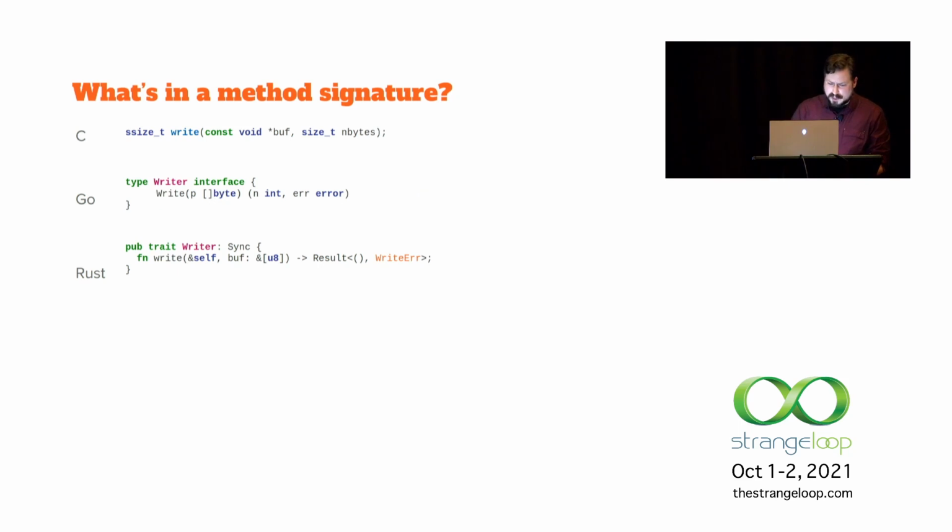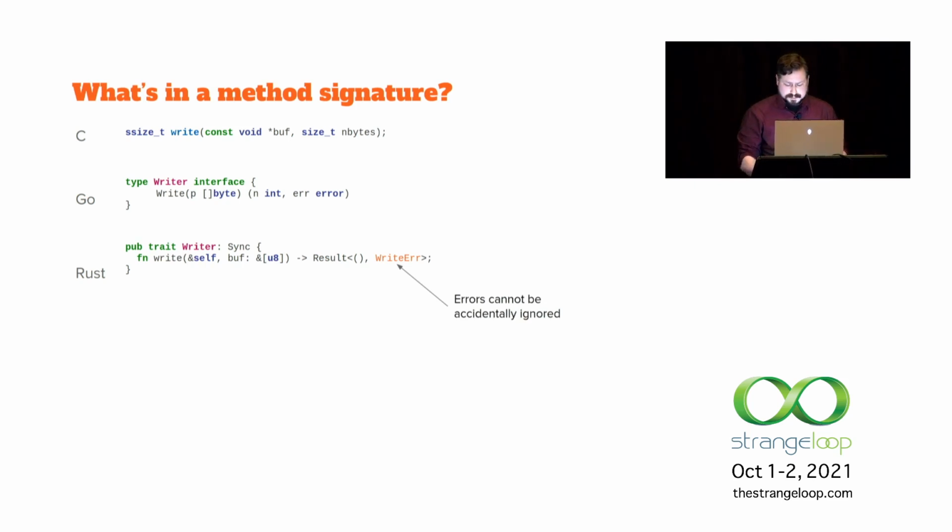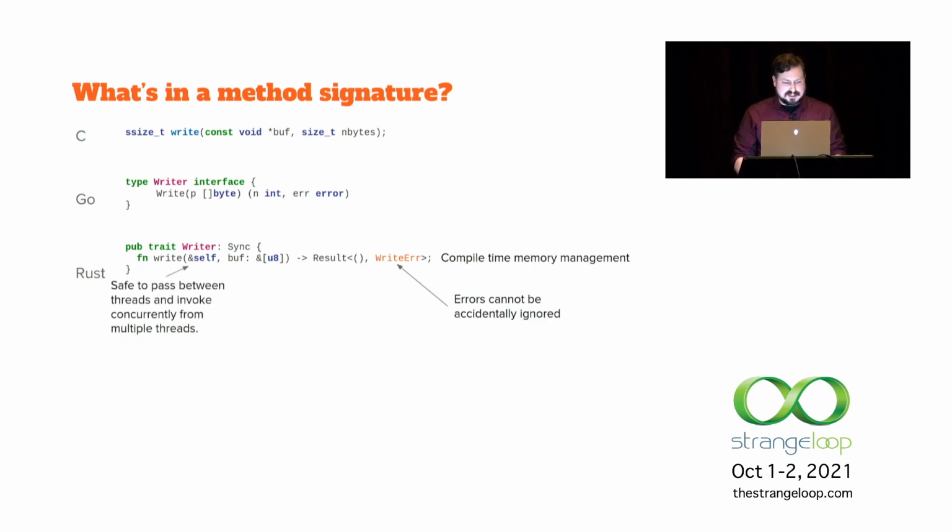Compare this to Rust, where Rust has errors that can't be ignored by accident, unlike the Go code there. It has compile time memory management, which is an interesting way to do it because it's not garbage collected, but it's also not manual in the way that C is. It has very explicit contracts.